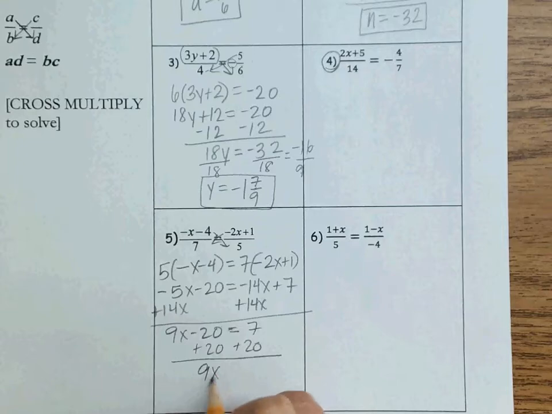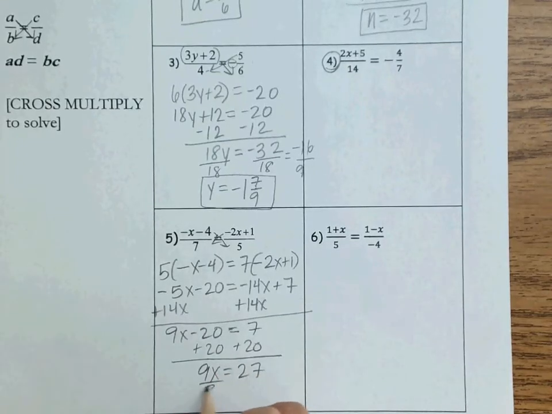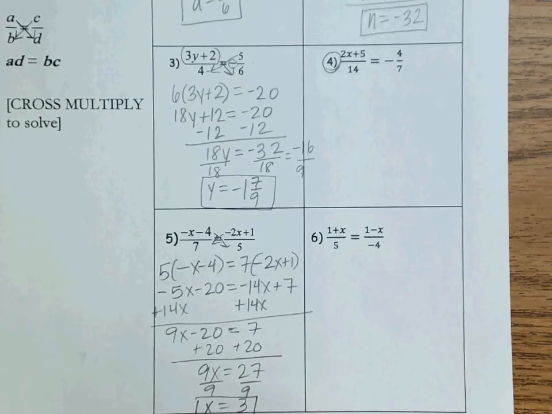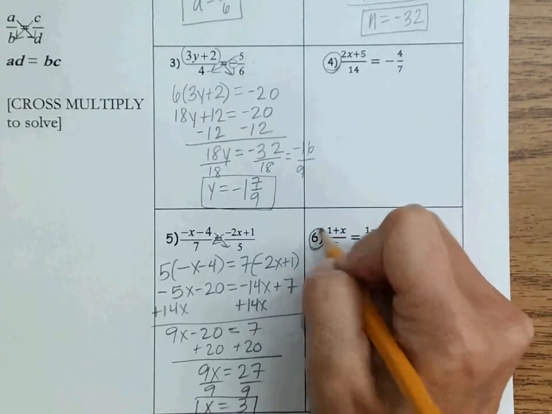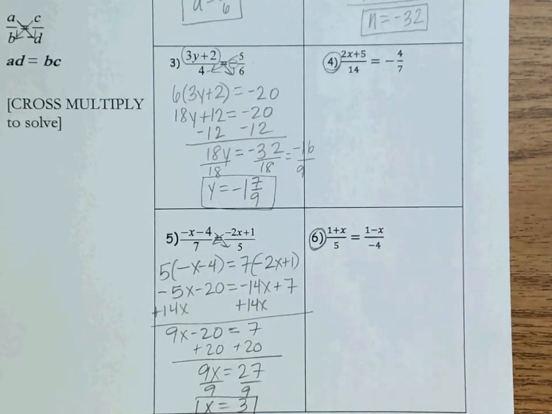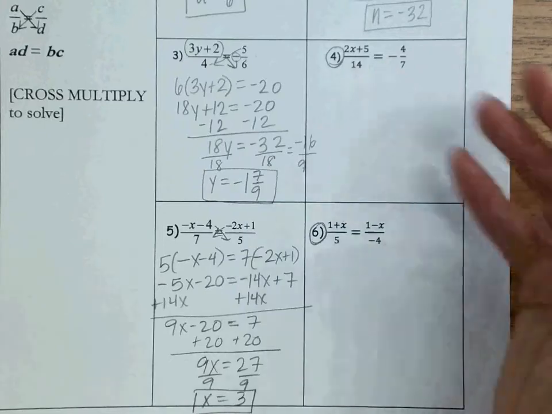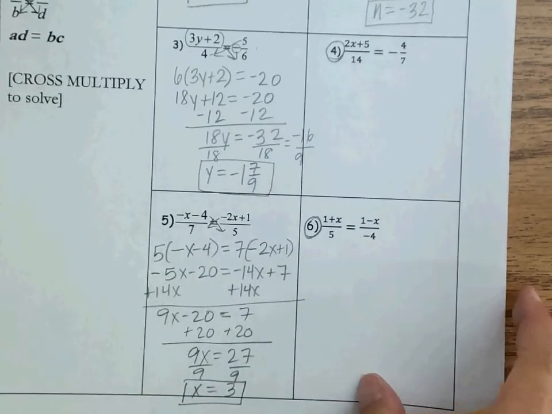Then we have 9x is equal to 27. Divide both sides by 9. X is equal to 3. Okay, we'll do number 6 as well next time I see you in class, so that way you can get all of that. Let's go ahead and flip it over.